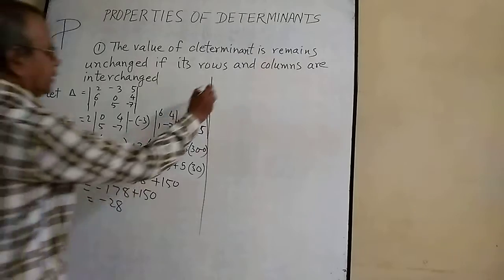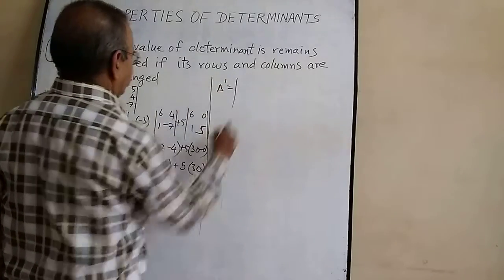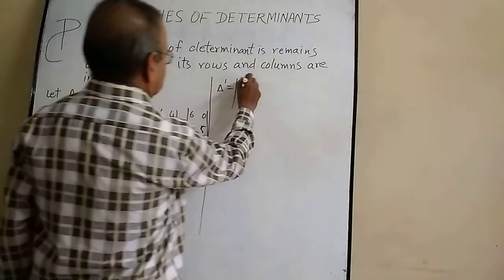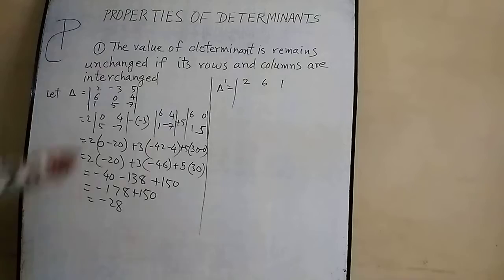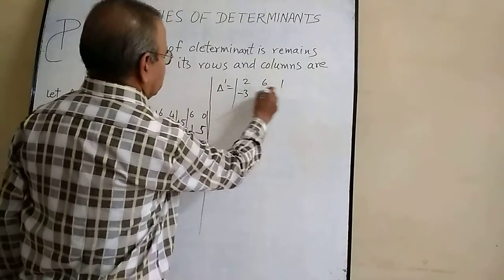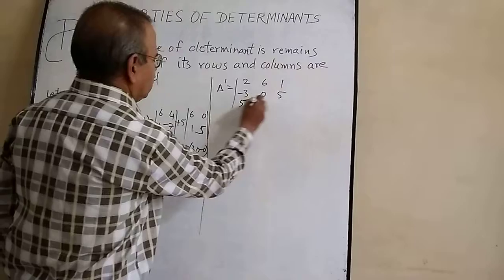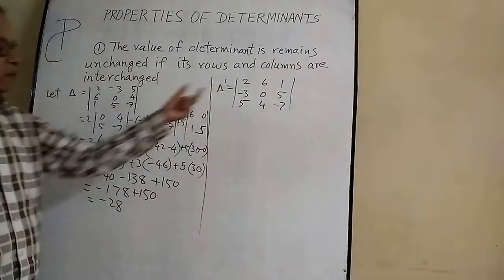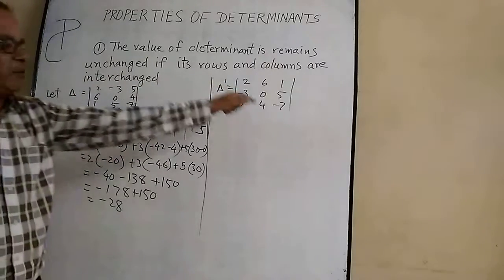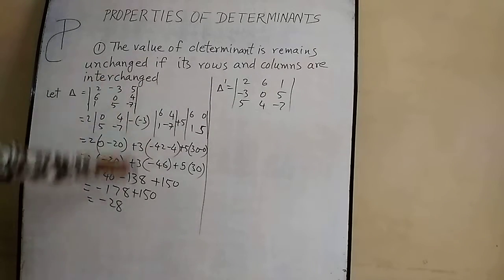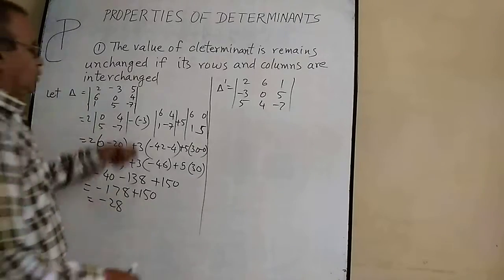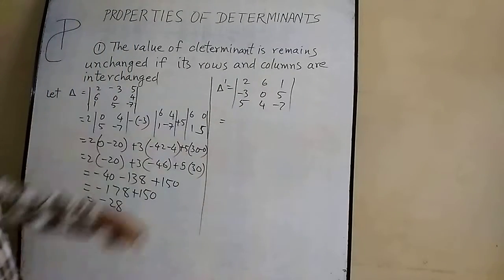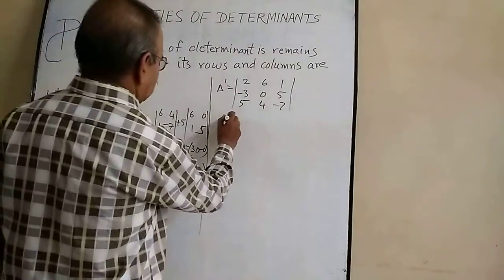Now I exchange this system, which means rows become columns and columns become rows. 2, 6, 1, minus 3, 0, 5 and 5, 4, minus 7. Here this 2, 6, 1 becomes the first row. The second column, minus 3, 0, 5, becomes the second row, and 5, 4, minus 7 is your third row, and therefore we can solve this one.